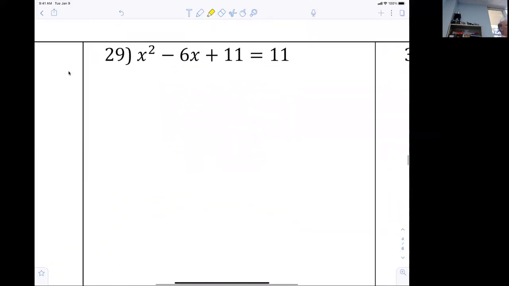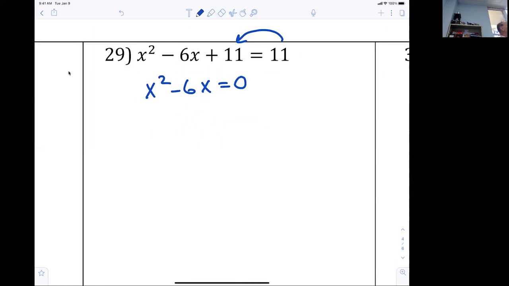What's the problem here, guys? It's equal to 11. So I have to subtract the 11, those two cancel each other out. So we can just remove that, and x squared minus 6x equals 0.